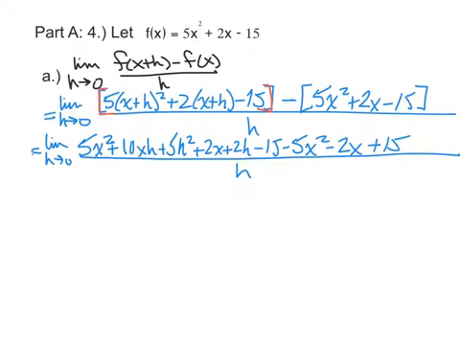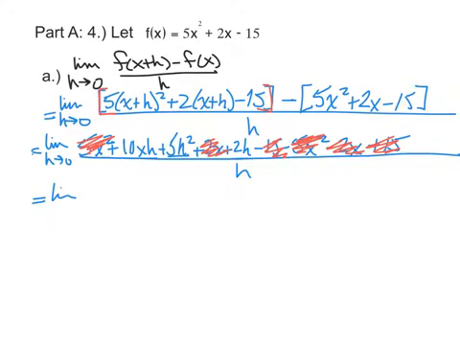Now it looks like a mess for a second, but as you look closer, you notice that a lot of things cancel. Like first of all, the 5x squareds. We have plus 5x squared and minus 5x squared. We have plus 2x minus 2x, minus 15 and plus 15. All of those cancel, and everything that we're left with has an h in it.